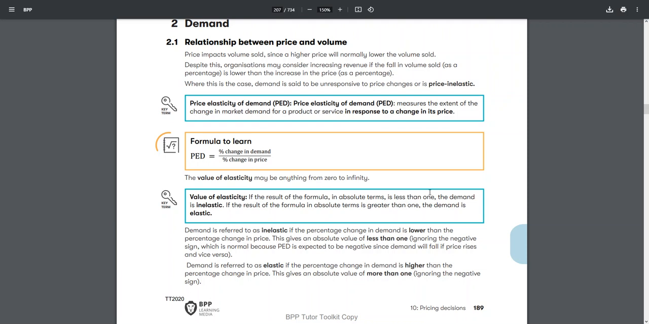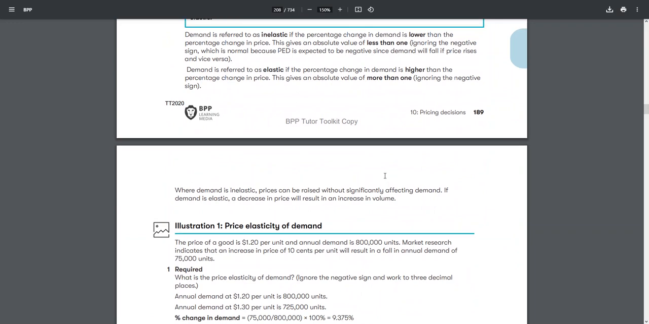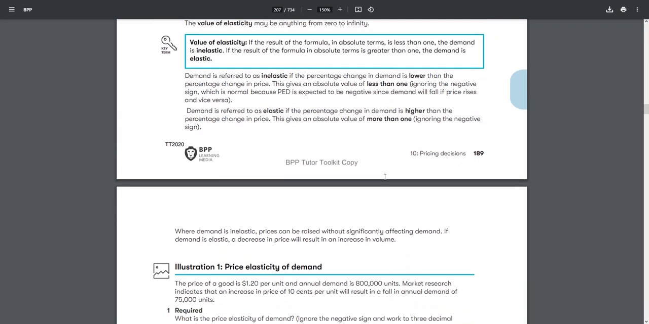So if we want to see the elasticity of demand, we use a formula called price elasticity of demand, which is percentage change in demand divided by percentage change in price. Remember, we are not looking at change, we're looking at percentage change. So if the percentage change in demand is higher than the percentage change in price, we say it is elastic. Okay, we have a question here. Let's answer that.